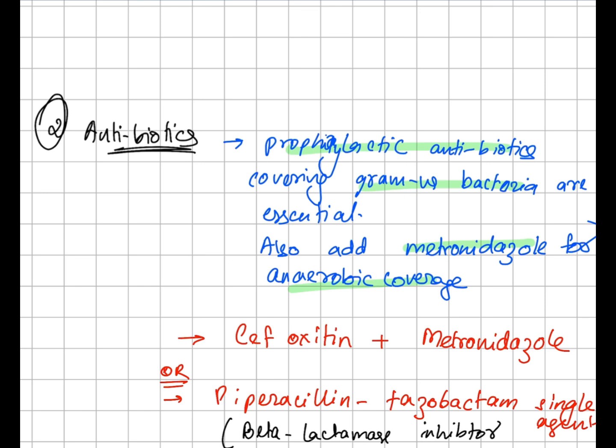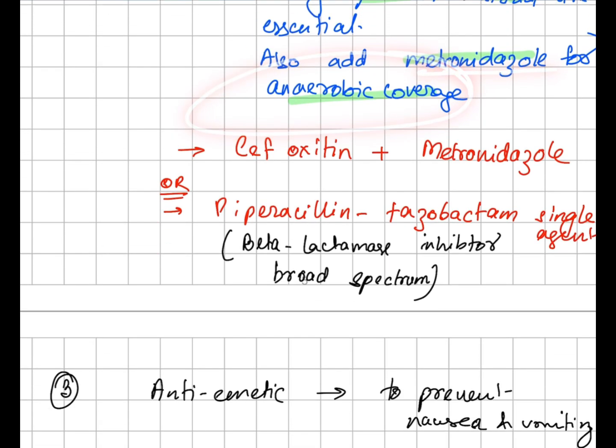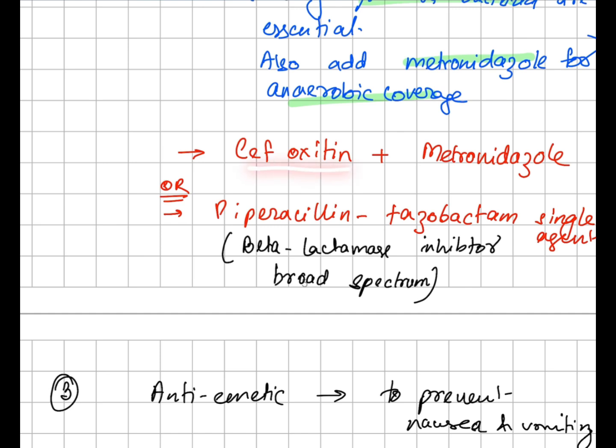Maybe the colon has bacteria, the colon hosts bacteria. So we give antibiotics, mainly covering gram-negative bacteria, and we also add metronidazole for anaerobic coverage. So what are the antibiotics that we will give? Cefoxitin plus metronidazole, or piperacillin plus tazobactam.